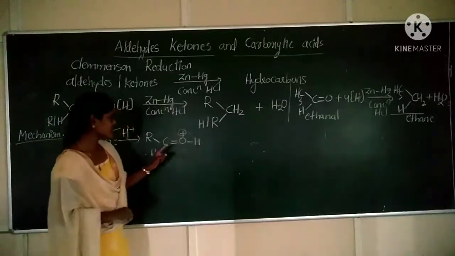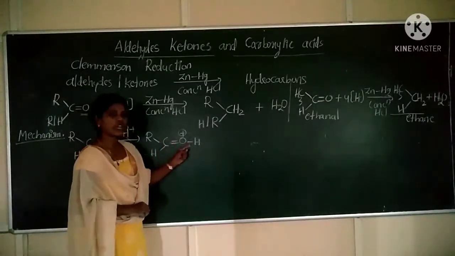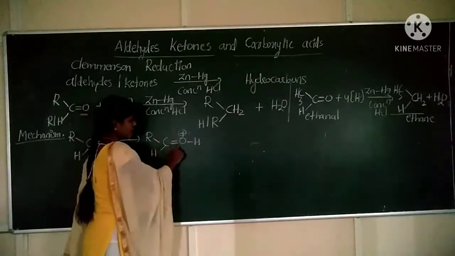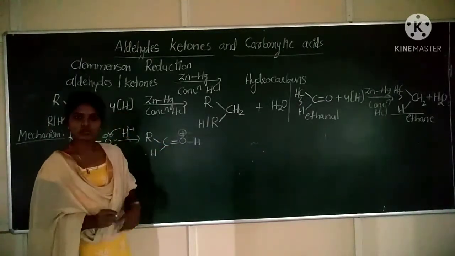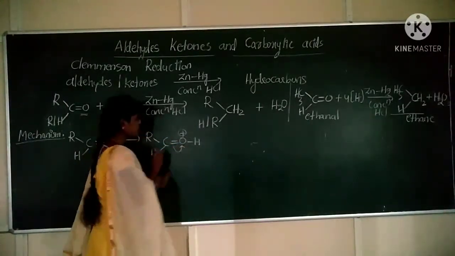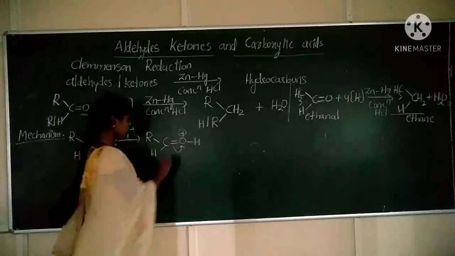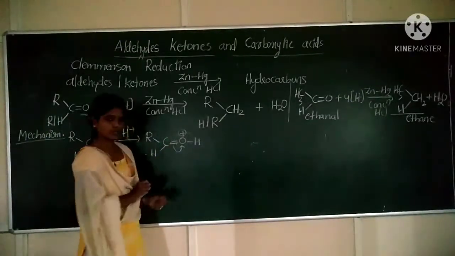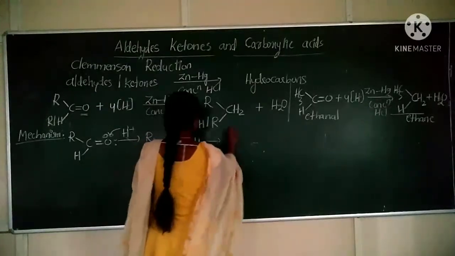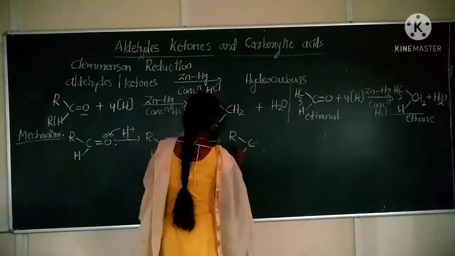Now, oxygen is having a triple bond, 1, 2, 3 around the oxygen. So, it is unstable, correct? Now, between carbon and oxygen, which is more electronegative? Oxygen is more electronegative. It means the pi electrons move towards the oxygen atom. Clear? Pi electrons means 2 electrons, and these 2 electrons are moving towards oxygen. In the next step, R, C, H.